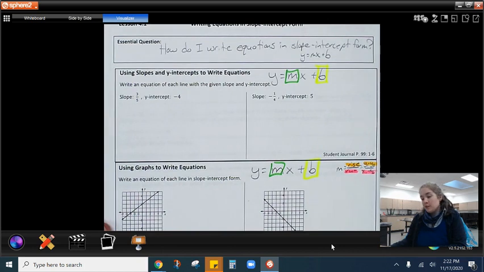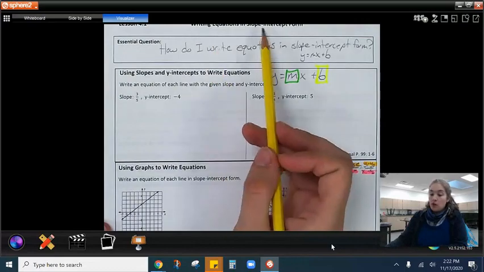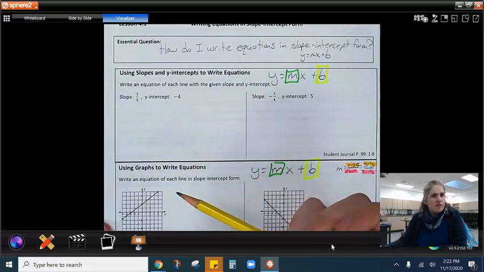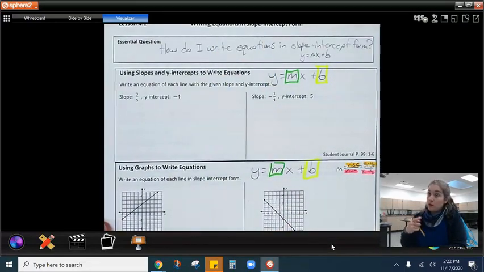Algebra, Miss Frisch here. So let's start off chapter 4. We are graphing some more, but now instead of just graphing, we're also going to be writing equations. So today we're starting with writing equations in slope-intercept form, which is convenient because we last talked about slope-intercept form.